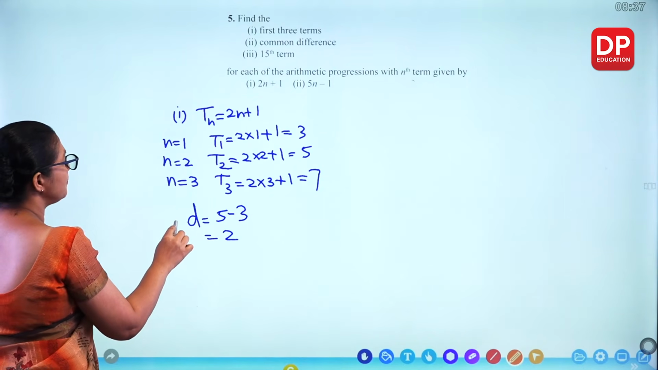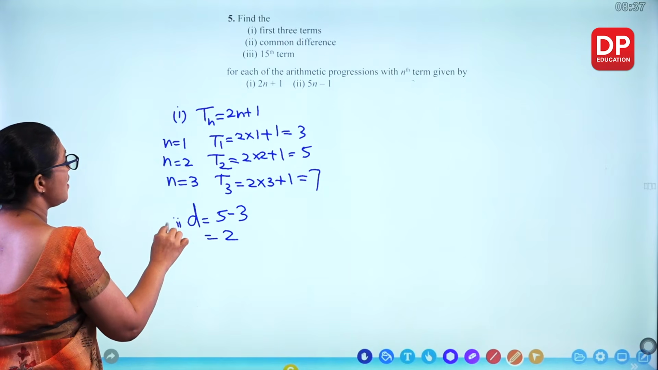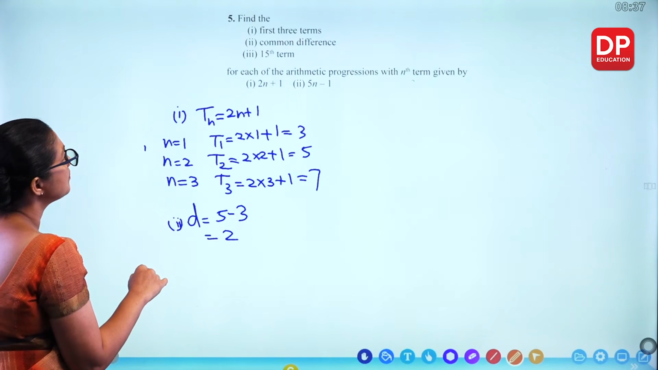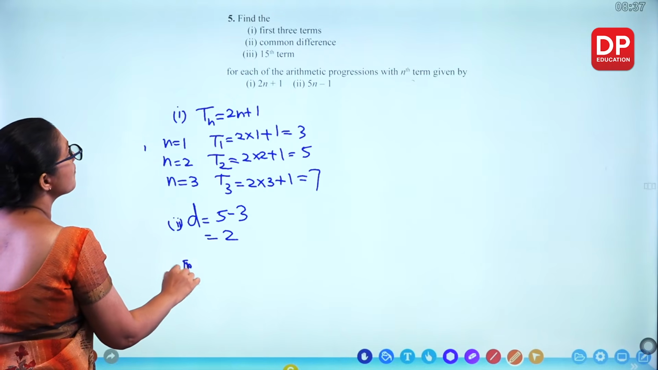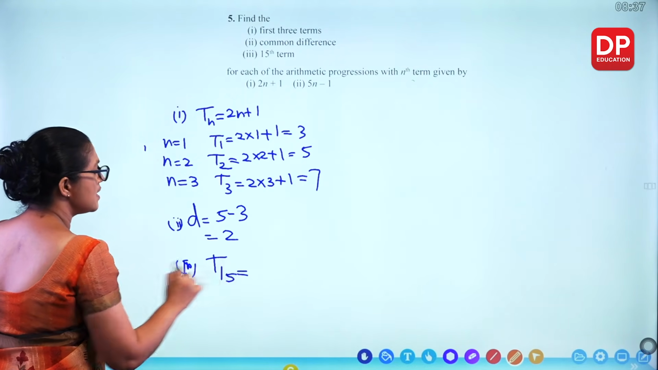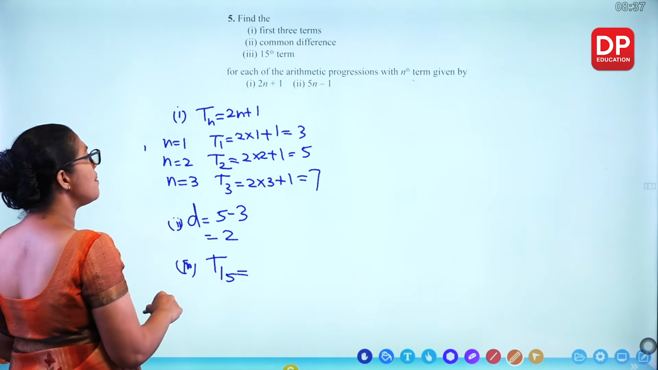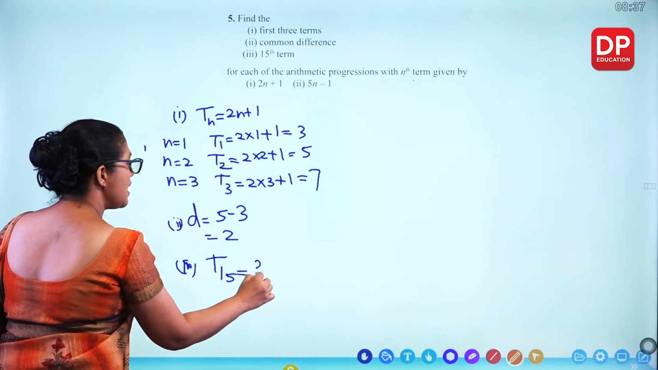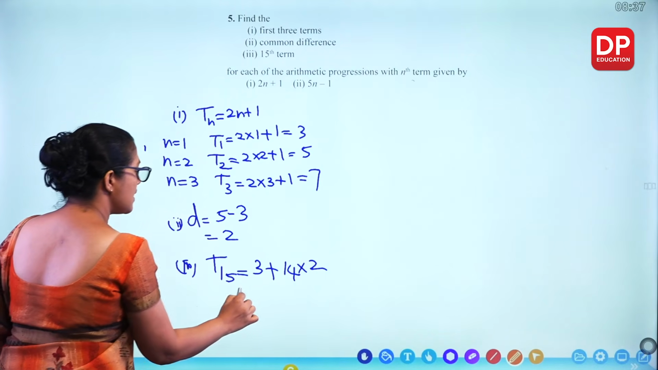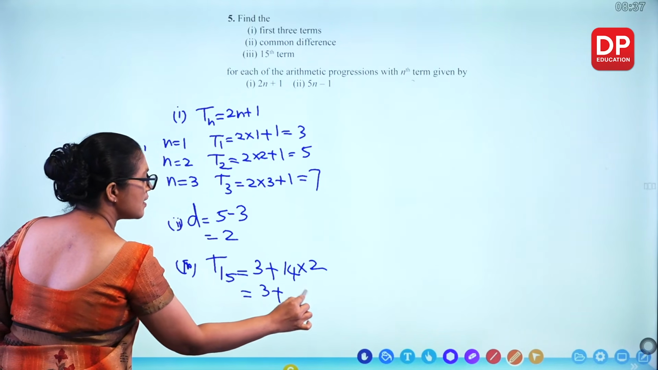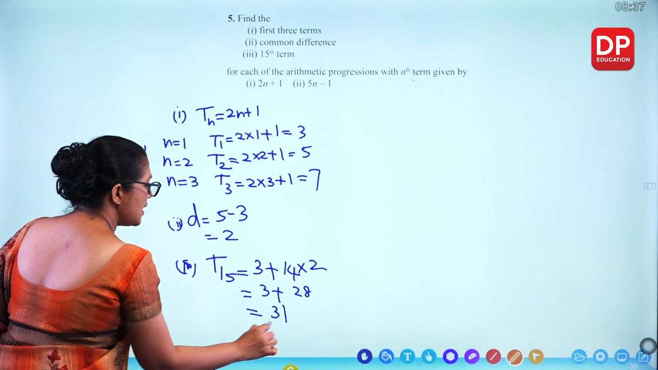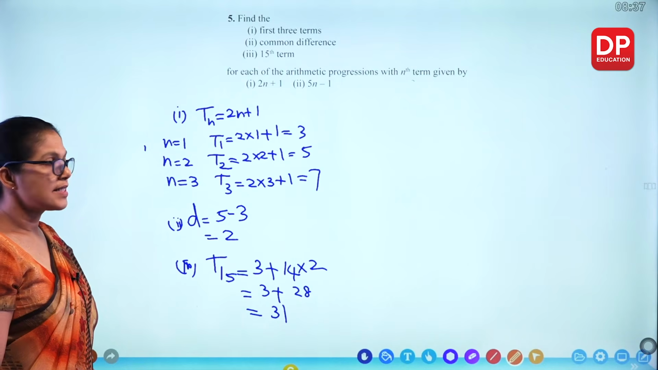Then the second one, this is second part, this is first part, and the third part, 15th term. So T15 you need. T15 is first term 3 plus 15 minus 1 is 14 times d. So 3 plus 28, 31 is the 15th term.